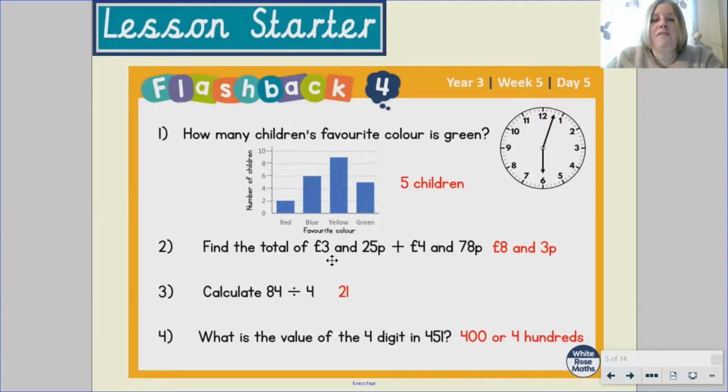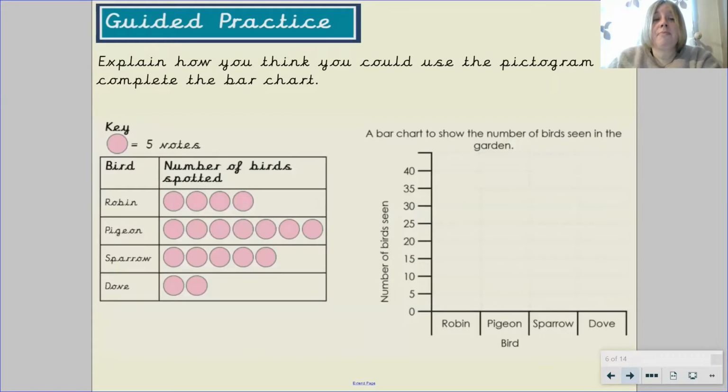If I find the total of £3.25 and £4.78, the answer is £8.03. If I divide 84 by 4, my answer is 21. In our final question, we were thinking about the place value and how much each digit is worth in a number. And we needed to see what the 4 digit represents. And the 4 digit can represent 400, which we could write as 400, or we could write as four hundreds in words. Let's move on to our new learning.